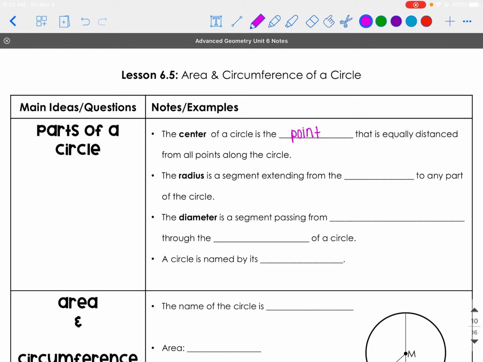Makes sense. The radius is a segment extending from the center to any point along the circle. It'll be the same length no matter where it touches the circle. And the diameter is a segment passing from side to side through the center. Most of these are things you already knew. Anyway, make a note that the diameter is 2 times the radius.